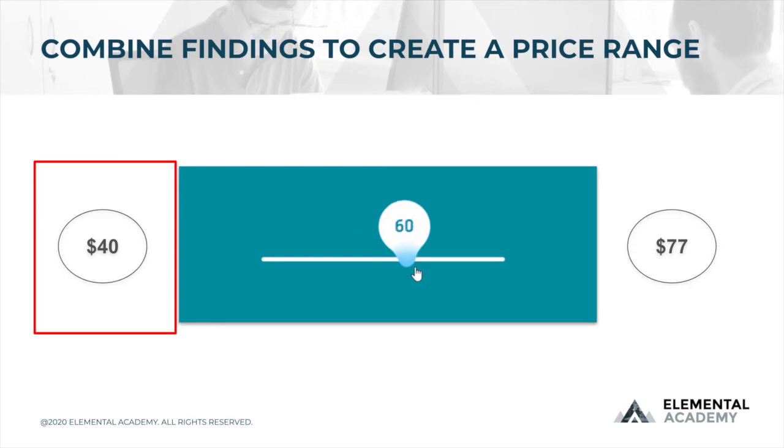Given that our price range should be between $40 and $77, if we wanted to apply a penetration pricing strategy, we would price our MVP at around $40 and then increase the price over time.